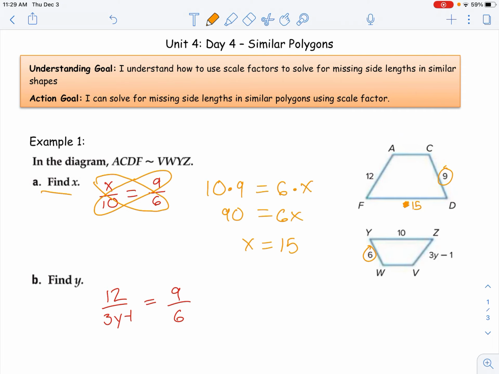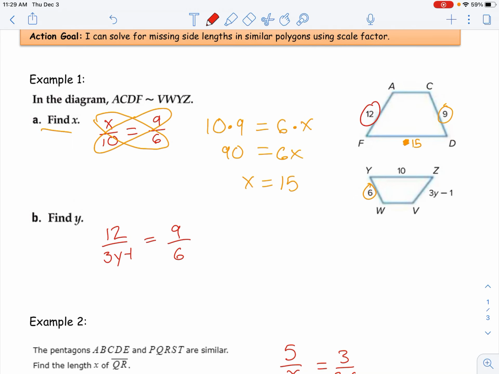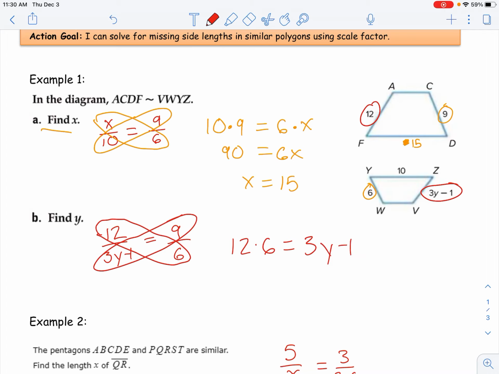Now we need to focus on the y. Well, which side corresponds with the y? I already kind of said that I think the 12 goes with the 3y minus 1. So that's why I have the 12 on top and the 3y minus 1 on the bottom. The 9 over 6 is also good to have, that way we can set up our cross multiplication. So now I'll do 12 times 6 equals 3y minus 1. That's being multiplied by that 9.